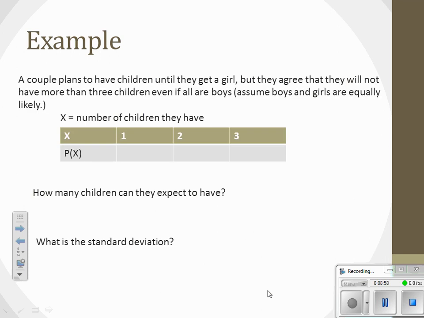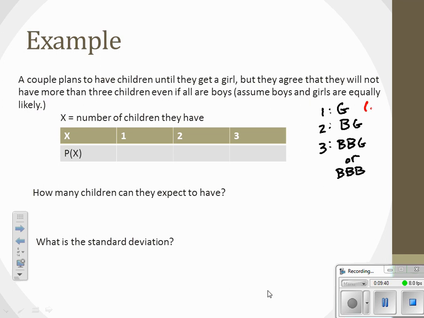Another quick example. A couple plans to have children until they get a girl, but they agree they will not have more than 3 children, even if they're all boys. So assuming boys and girls are equally likely, we take a quick second. These are the 3 possibilities. You could have 1 child, 2 children, or 3 children. There's only one way to have 1 child, and that's to have a girl. To have 2 kids, you'd have to have a boy and then a girl. And then for 3, you could have a boy, a boy, and a girl, or you could have 3 boys in a row, which is the one a lot of people forget about.